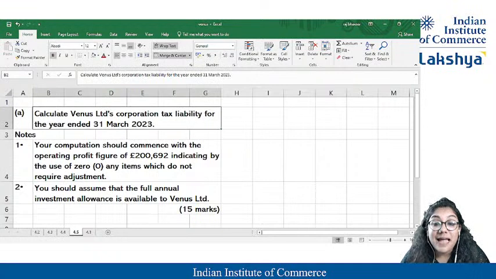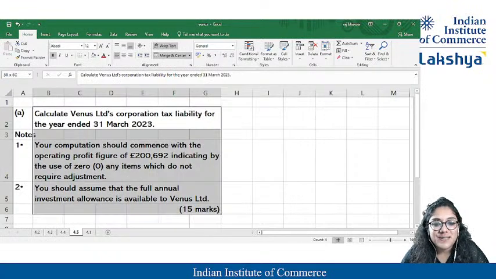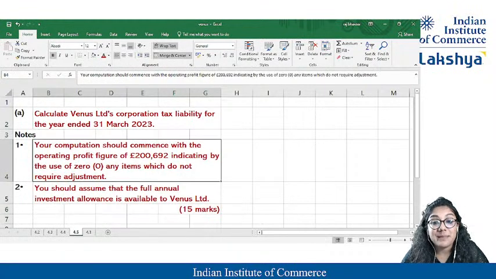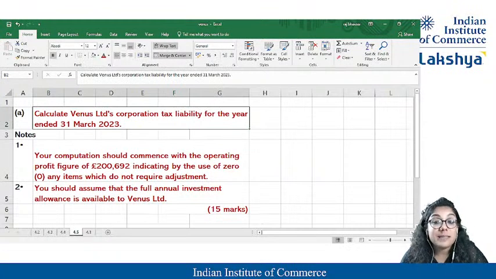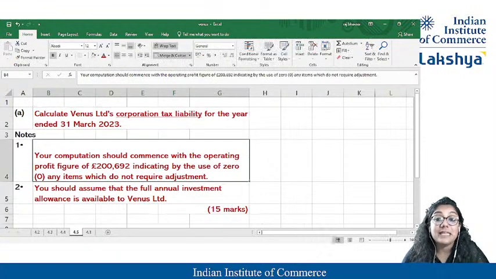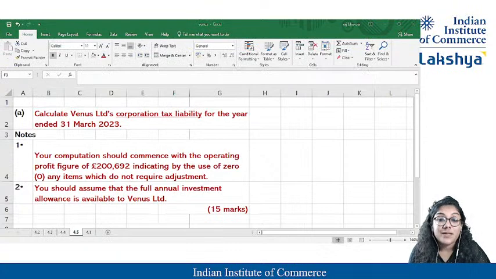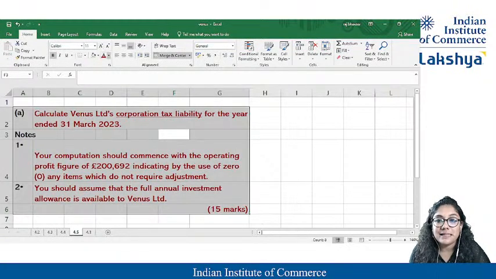So the first and the last question. Basically, there is only one question in this question, so maybe that could be the reason people found it hard. Calculate the Venus Limited corporation tax liability. Guys, it's a corporation tax liability.